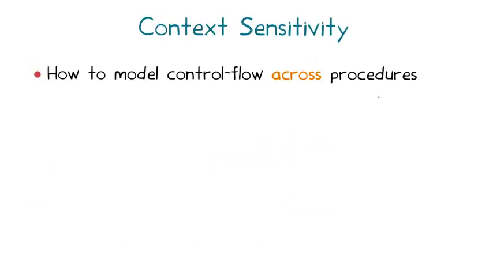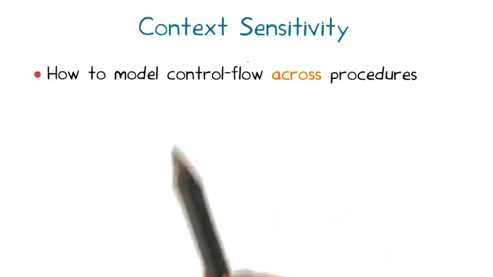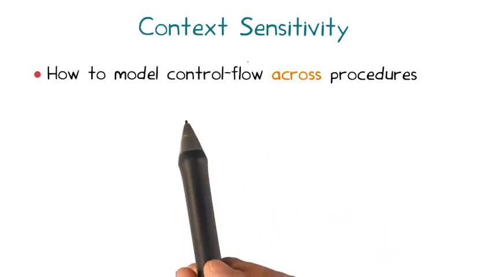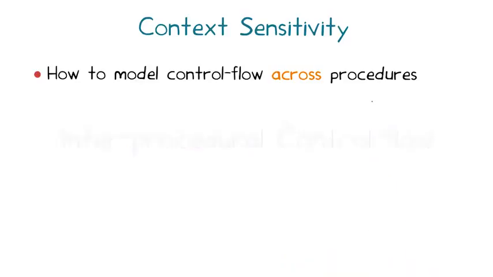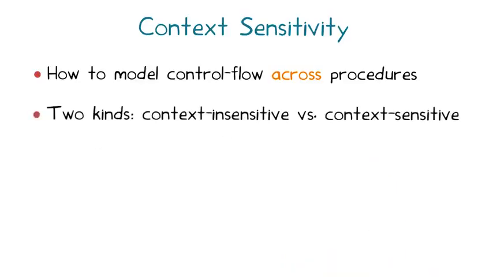Another common dimension for classifying pointer analysis algorithms is context sensitivity, which concerns how to handle control flow across procedures, called interprocedural control flow. Pointer analysis algorithms can be broadly classified into 2 kinds, context insensitive and context sensitive, based on how they handle interprocedural control flow.